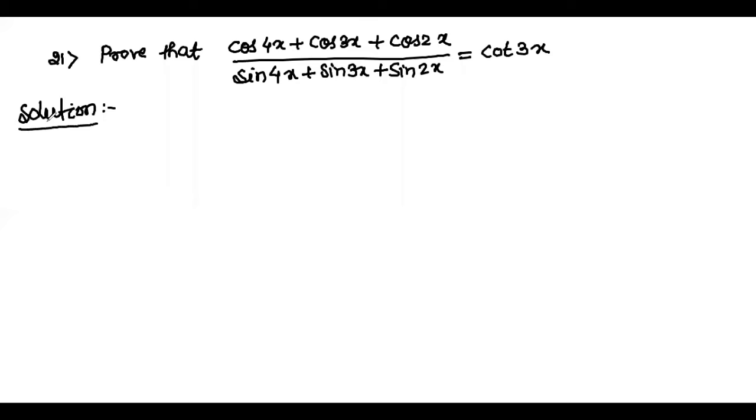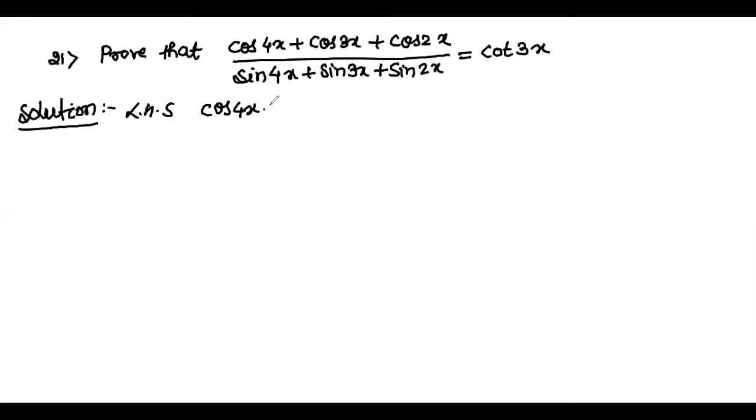Now question number 21 of this exercise 3.3. The question is, prove that (cos 4x plus cos 3x plus cos 2x) divided by (sin 4x plus sin 3x plus sin 2x) is equal to cot 3x. So I'm starting with the left hand side part. First of all, I am rearranging the terms, taking cos 4x and cos 2x together. Why am I doing it like that? Because we have to find the right hand side part.